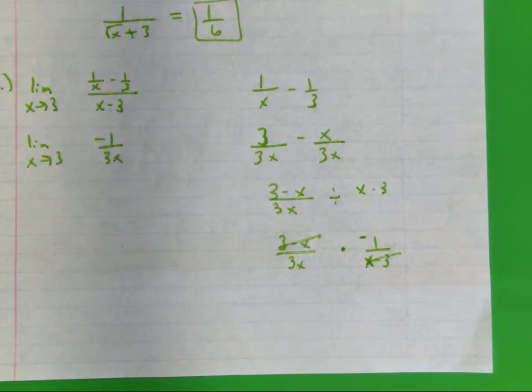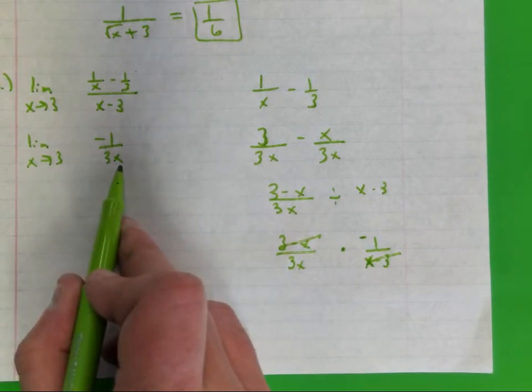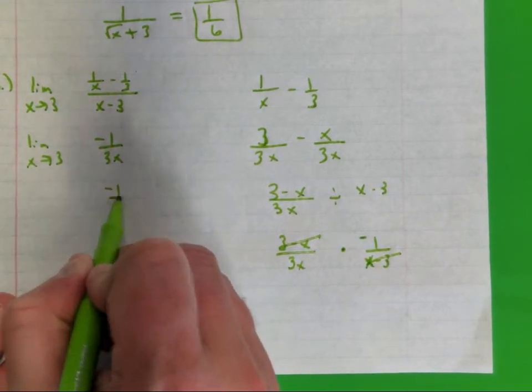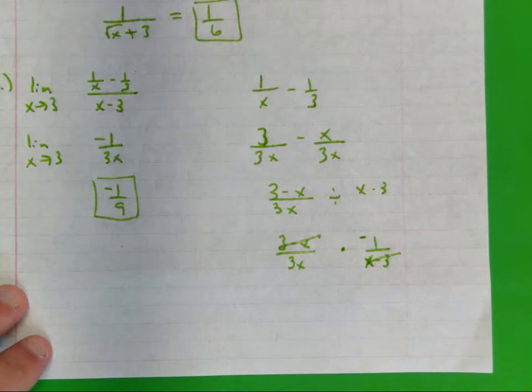Now let's try to plug 3 in now. 3 times 3 is what? 9. Will that work? That's your answer. Negative 1/9.